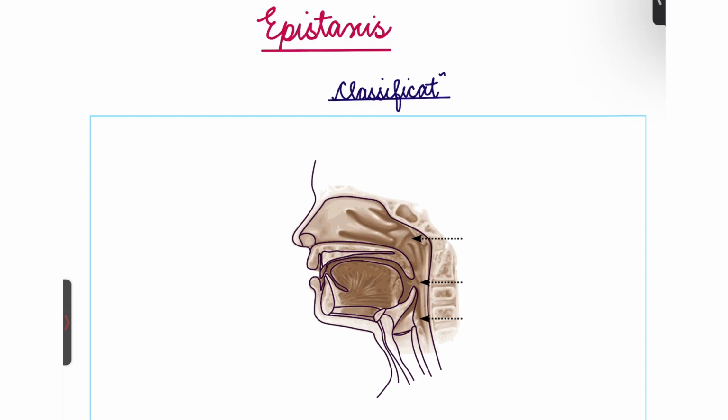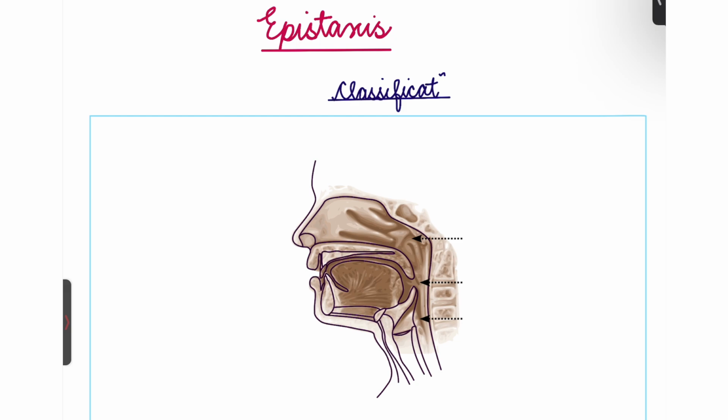Namaste. Almost all of us have experienced at least one nosebleed. This nosebleed is epistaxis. Epistaxis is defined as bleeding from inside the nose. It occurs in all age groups and often presents as an emergency. To treat epistaxis, it becomes very important for us to understand and locate the site of epistaxis.